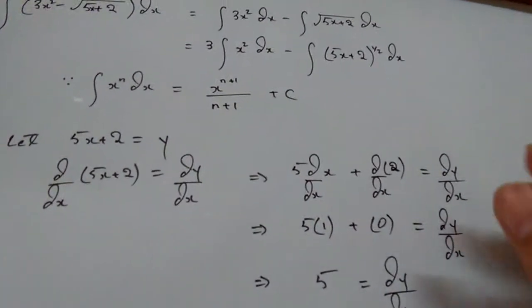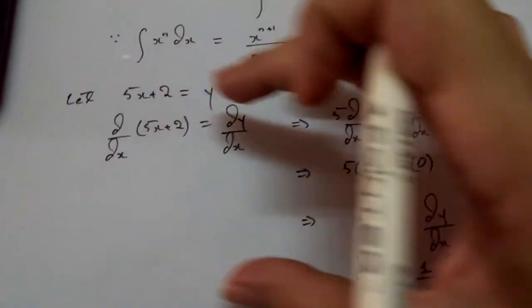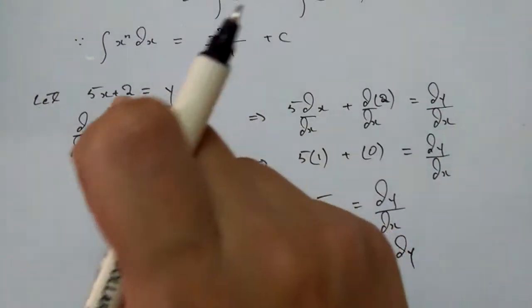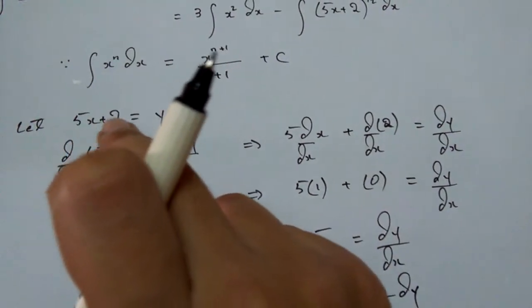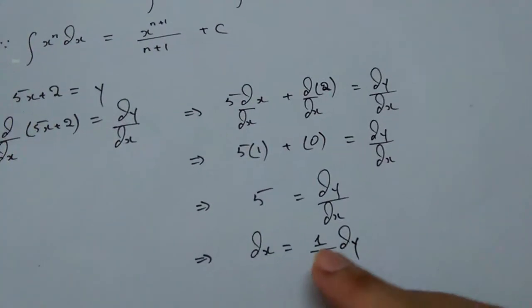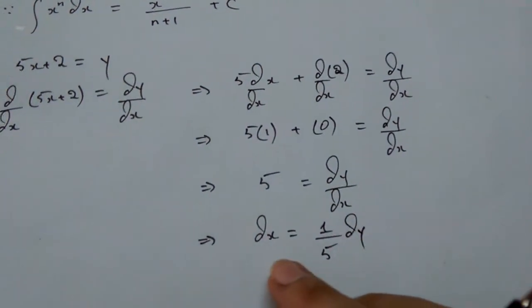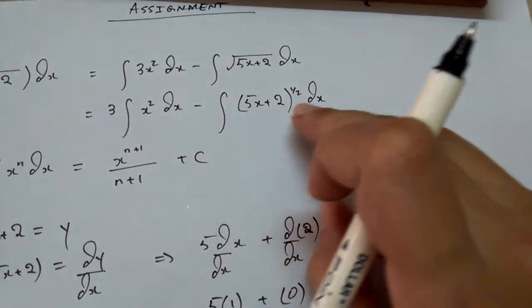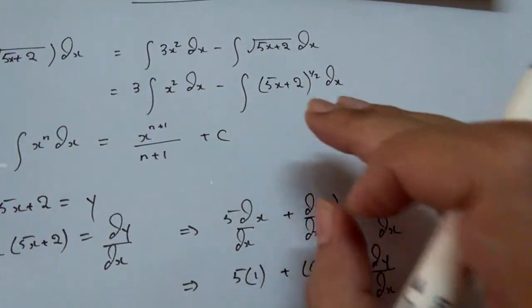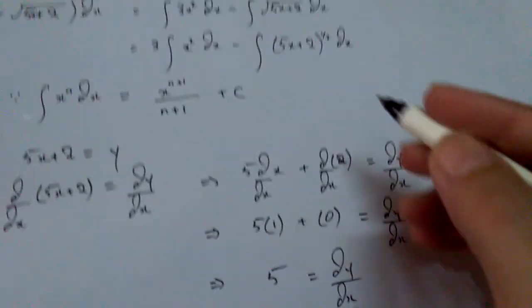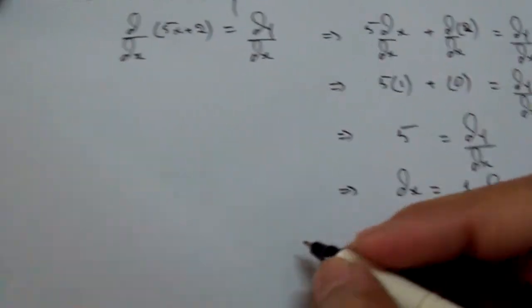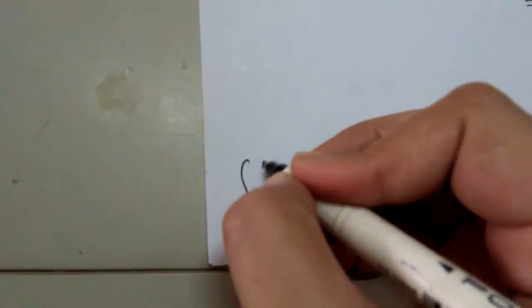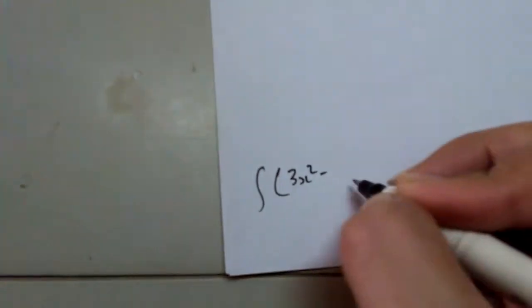Now this work is going to be used here. You're going to use y in place of 5x plus 2 and 1 upon 5 dy in place of your dx in this part of the integral. Now you can easily handle this. So let us apply it and do the work. So the integral of your 3x squared minus under.